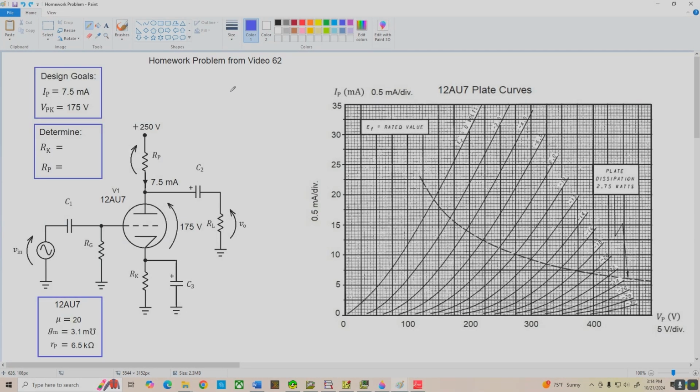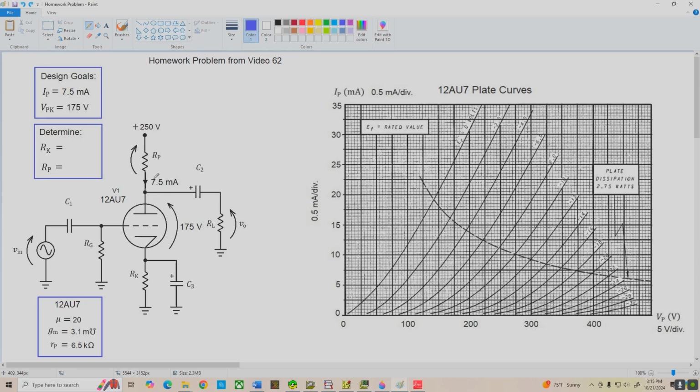Today we're going to work through the homework problem I left at the end of the previous video. And what we've got is a 12AU7. We're going to set up a Q point with a plate current of 7.5 milliamps and a plate to cathode voltage of 175 volts. And then we're going to evaluate the AC characteristics for two different load conditions. We'll get to that in a minute.